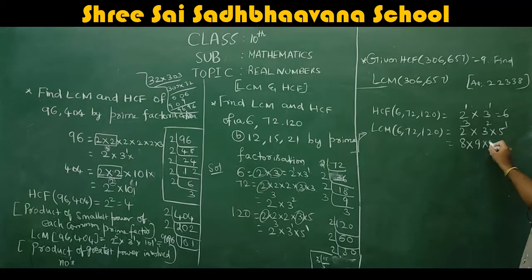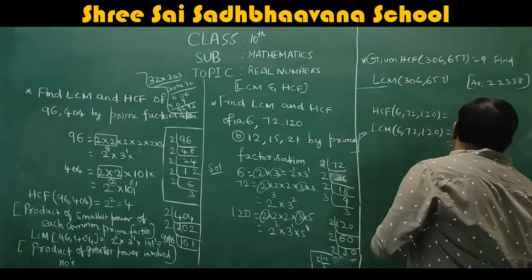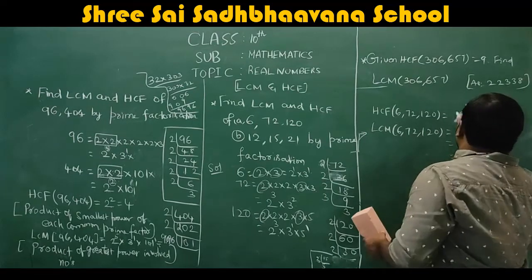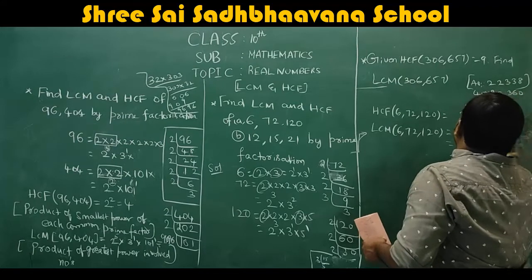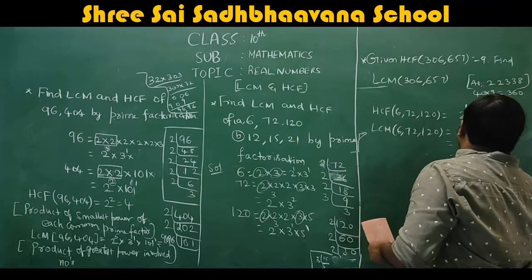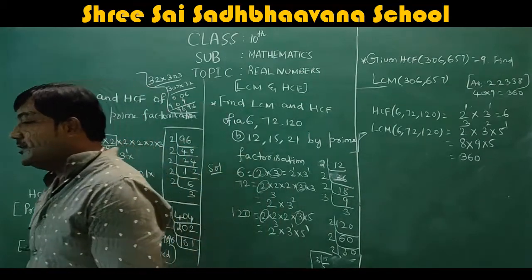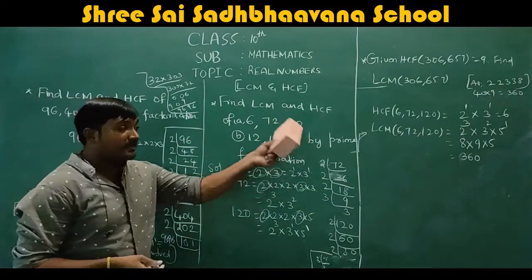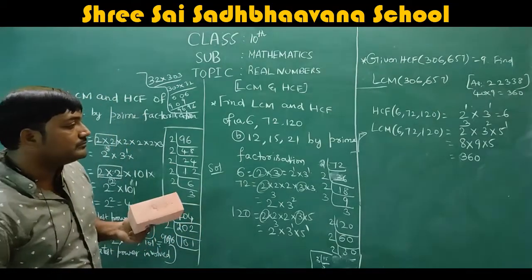8 into 9 into 5. So 40 into 9, which is, sorry, not 720, 40 into 9, 360. So 360 will be the HCF. Okay, 360 will be the HCF. I hope it is correct. If you have any doubts, you can just multiply and check.